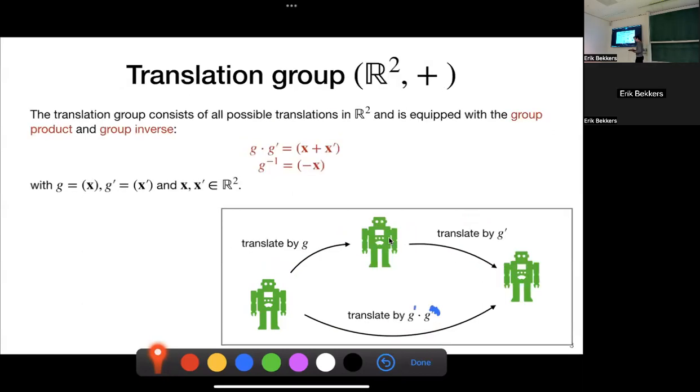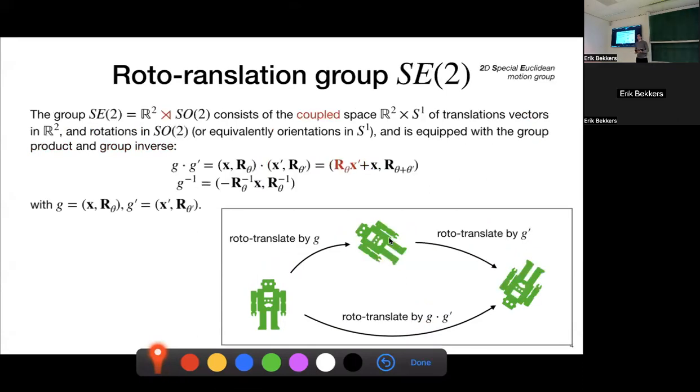Now, in this case, we don't really have a need for this group structure because we just add vectors like we do as usual. But when we go to more interesting groups like rotations and translations, we can no longer treat this as a plain vector space. We really need to define how to concatenate these transformations. Because now, what is the rotation-translation group?